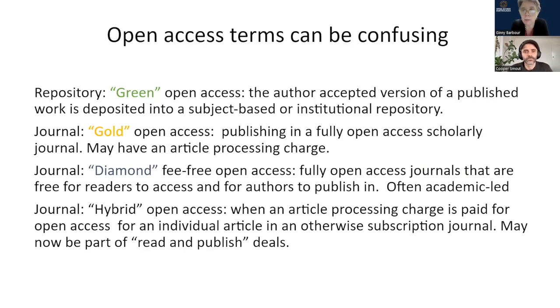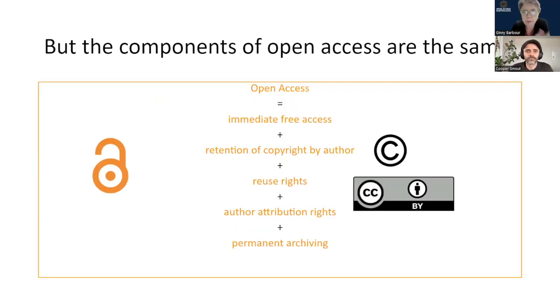You might hear the term hybrid open access, and that means when an article processing charge is paid for an individual journal to be made open, where the journal is otherwise a subscription. These are highly problematic unless they're part of read and publish deals, and these are being negotiated globally. And it's just worth being aware of the terms associated with these and whether or not you can participate in them as a researcher.